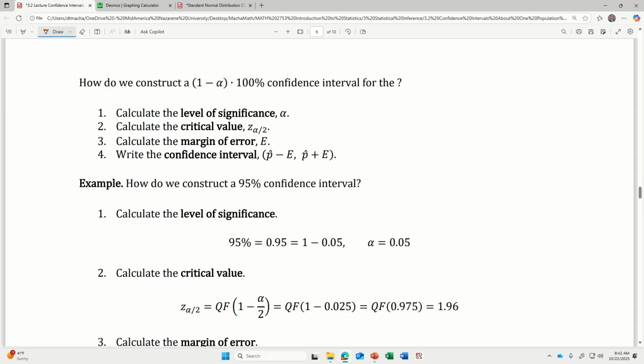Step number 2 is calculate the critical value, which is going to be z with a little subscript alpha divided by 2. In our case, this critical value is going to be the quantile function of 1 minus alpha over 2. So that's the quantile function of 1 minus 0.05 divided by 2. 0.05 divided by 2 is 0.025, which is 0.975. And whenever I looked that up in the table, it was 1.96. So that's step number 2.